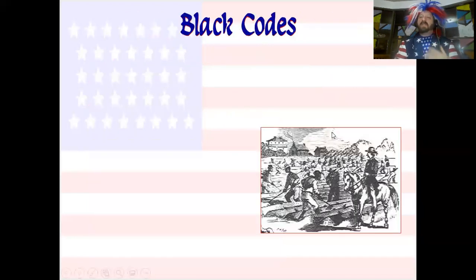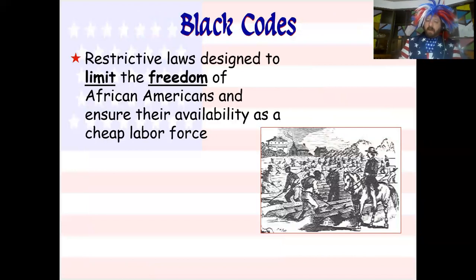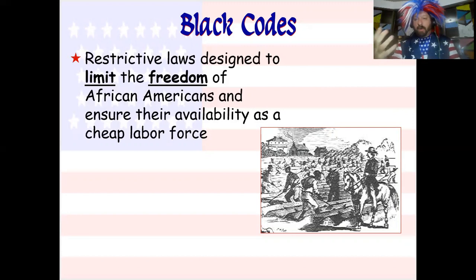Now, of course, southern folks in southern states, a lot of them would push back against this, okay? So they had developed what we call the Black Codes. And these were restrictive laws designed to limit the freedom of African Americans. It prevented them particularly from voting, for example. And if you can't vote, that means you're not holding offices for the most part, which means you don't hold the political power. They also helped to ensure their availability as a cheap labor force.